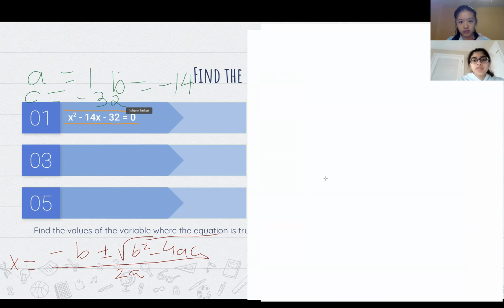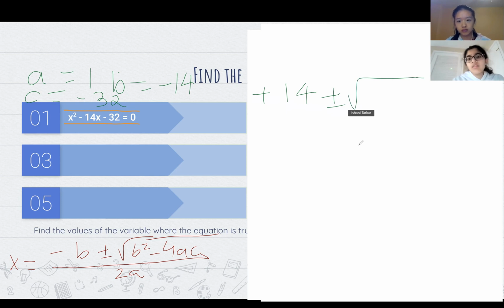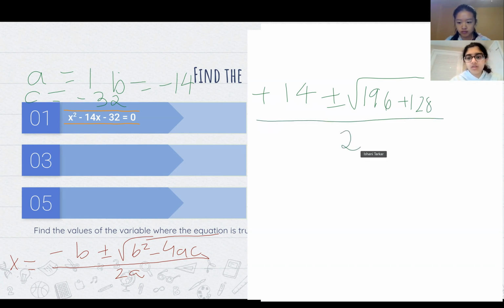So for the quadratic formula, it's negative b, which would be equal to positive 14 plus or minus the radical of b squared. B is equal to negative 14, so b squared would be equal to 196 minus 4ac. Now that would be equal to minus negative 128, which is plus 128, right? And then divide by 2a, which is just 2.